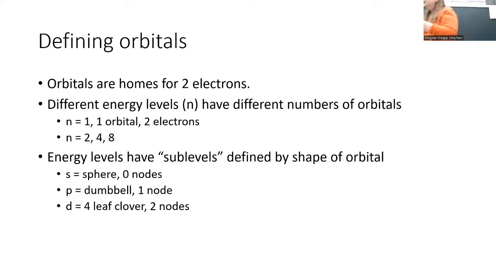But at n equals 2, we actually have 4 orbitals and 8 electrons. And the reason that we can have 4 is that the energy levels, n equals 1, n equals 2, n equals 3, have what are called sublevels. And those sublevels correspond to the shape of the orbital. So we draw them always as circles, but they actually have some different shapes. And we'll talk more about this later. P is kind of a dumbbell shape. D is kind of a 4-leaf clover shape, but they all hold only 2 electrons.